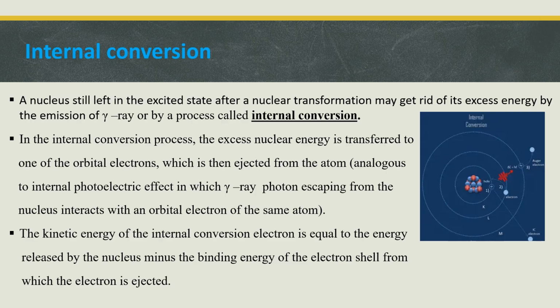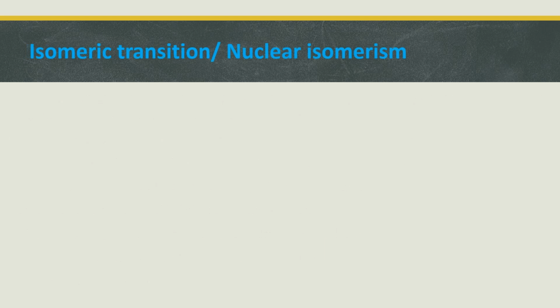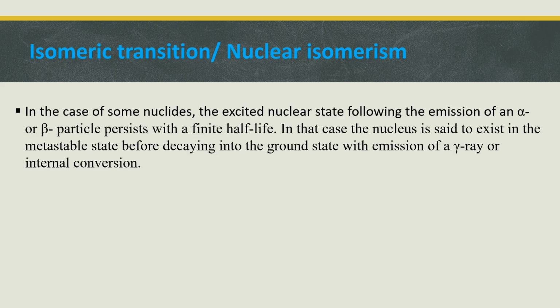Okay, next one is isomeric transitions or nuclear isomerism. It is also a type of gamma decay or gamma emission. In this case, for some nuclides, the excited nuclear state following the emission of an alpha or beta particle persists with a finite half-life. In that case, the nucleus is said to exist in the metastable state before decaying into the ground state with the emission of a gamma ray or internal conversion.